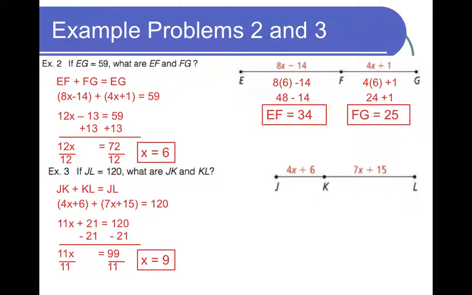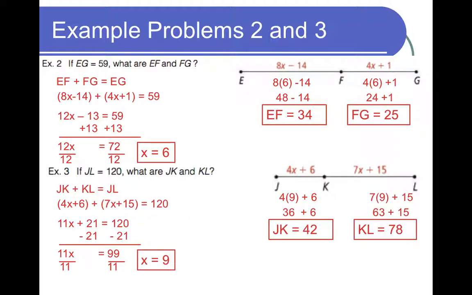So 4 9s plus 6 is equal to 42. 7 9s plus 15 is equal to 78. And if I add up 42 and 78 as a final check, they equal 120, so I know I must have gotten the answer right.